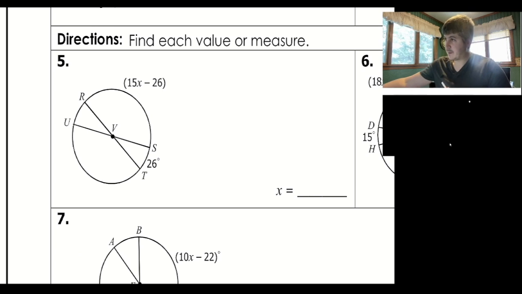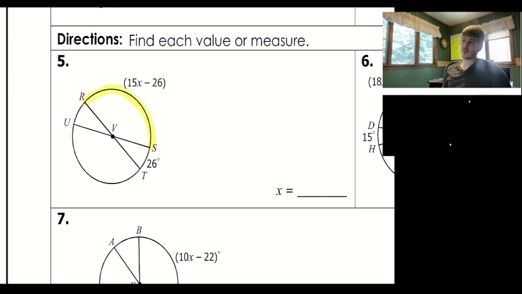So I'll give you a second to copy it down. Pretty easy diagram. It just says find each value or the measure that they want. They just want the value of x. So the best way to figure out the value of x is to figure out what this arc measure is going to be. So let's figure out what arc RS is supposed to be.